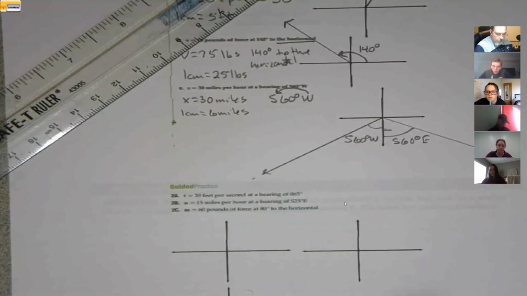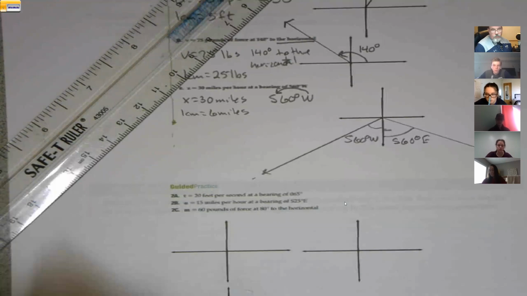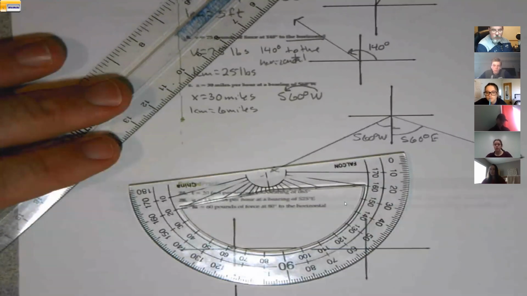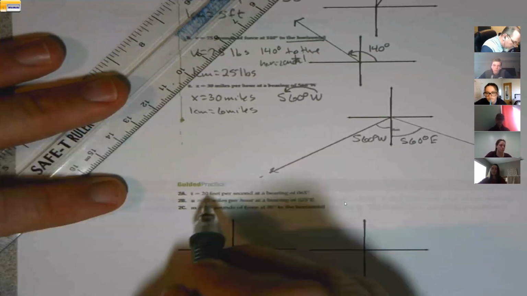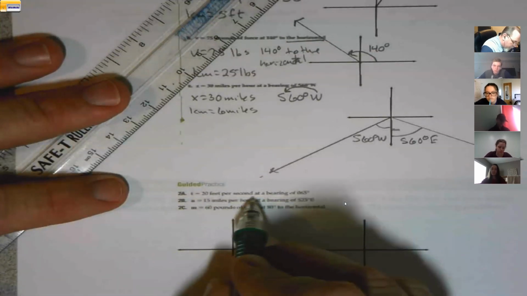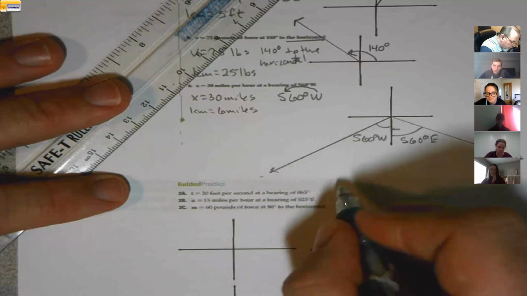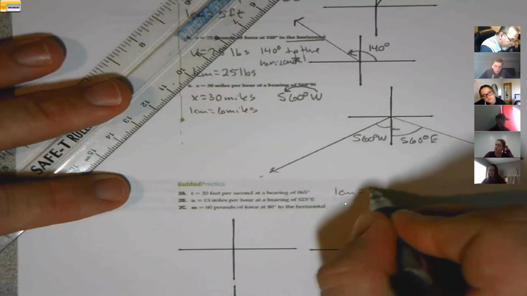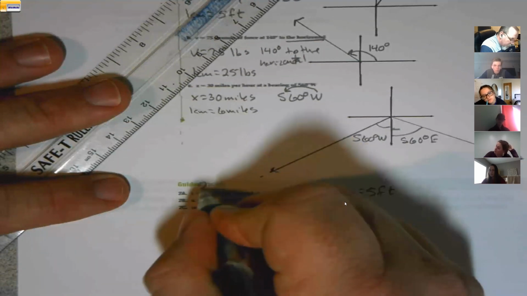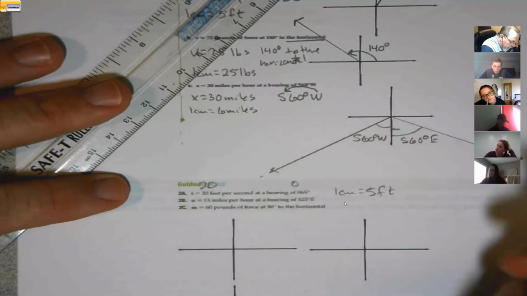So let's say you don't have a protractor. Let's say all you have is a ruler. This is all I'm looking for. 20 feet per second at a bearing of 065. So 1 centimeter is equal to, let's say, 5 feet. This says 20 at 065 degrees.